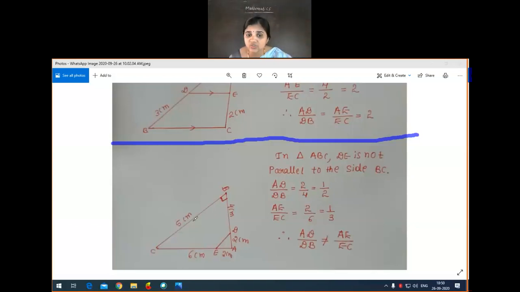So from this what you can observe is, when we took the ratio AD divided by DB, that is 2 by 4, which is 1 by 2. Next, you take AE divided by EC. AE by EC is 2 by 6, that is 1 by 3. So here this AD by DB is not equal to AE by EC. Here the ratios are not equal.